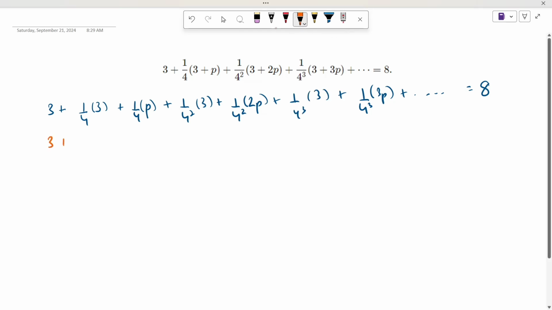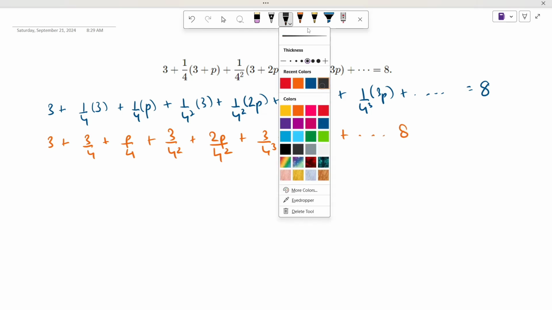This is 3. We can write this as 3 upon 4. This is p upon 4. This is 3 upon 4 square. This is 2p upon 4 square. This is 3 upon 4 cube, and this is 3p upon 4 cube, and this series goes on. So we'll just see the terms. I'll just take the terms that we need to use.